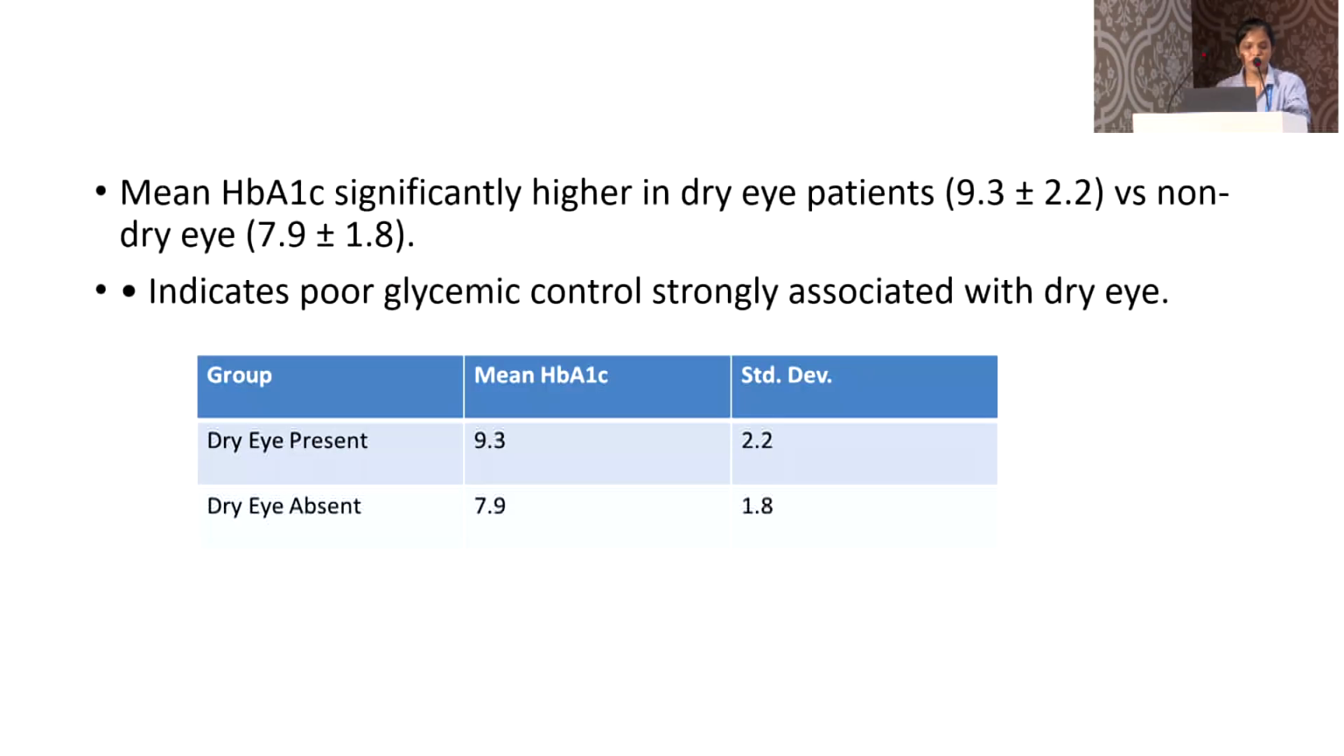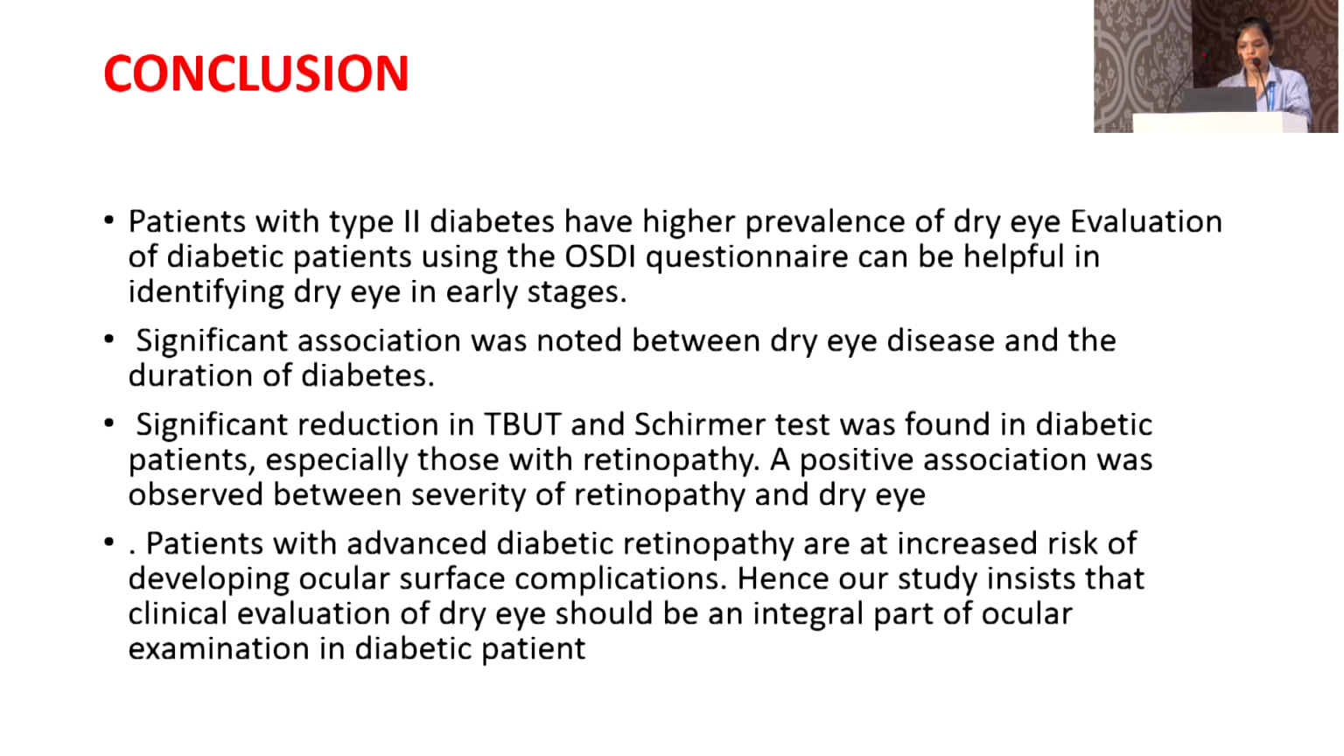This is the HbA1c significance in patients with dry eye. Where dry eye is present, the mean HbA1c is higher at 9.3, while where dry eye is absent the mean HbA1c is 7.9%. So my conclusion is that patients with type 2 diabetes have a higher prevalence of dry eye.